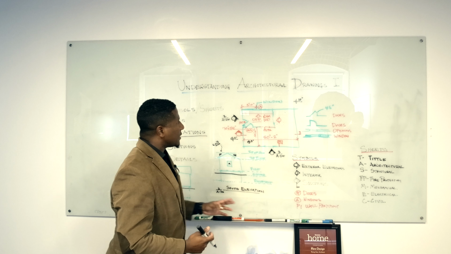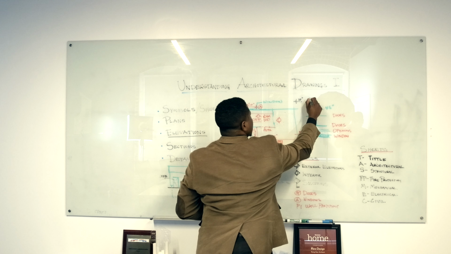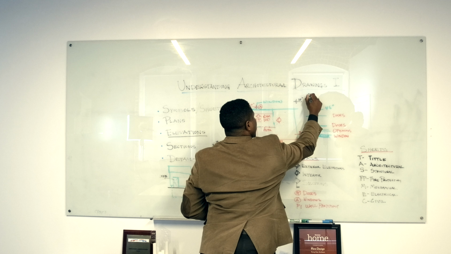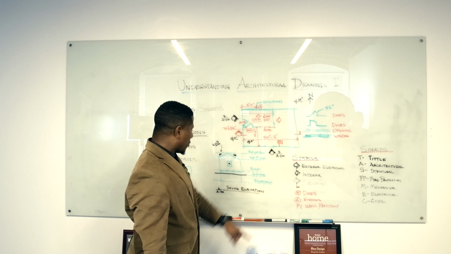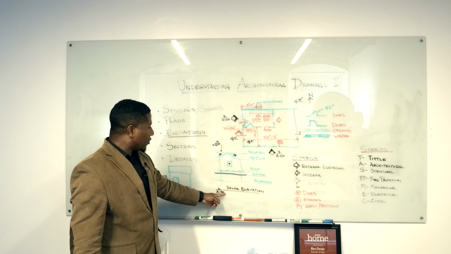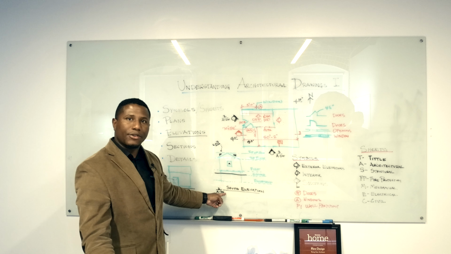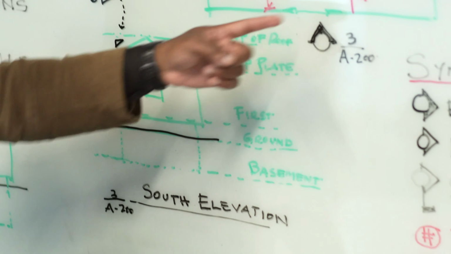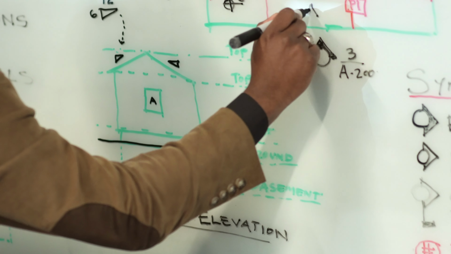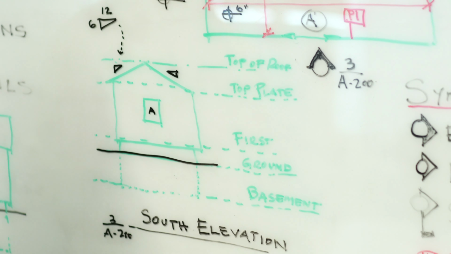So when we're here, let's say north is up, which means this elevation here is south. So when you go in that sheet, oh, this is my south exterior elevation. Now I can see that there is a window here that we didn't pay attention to before.